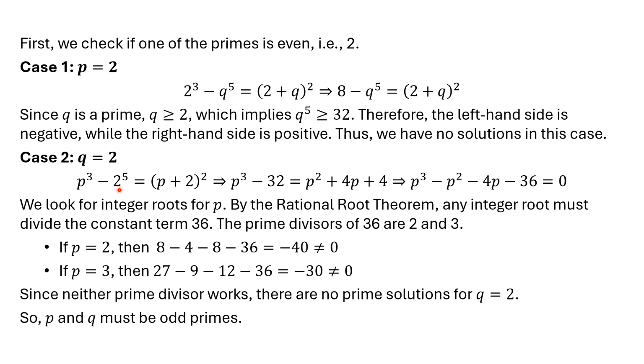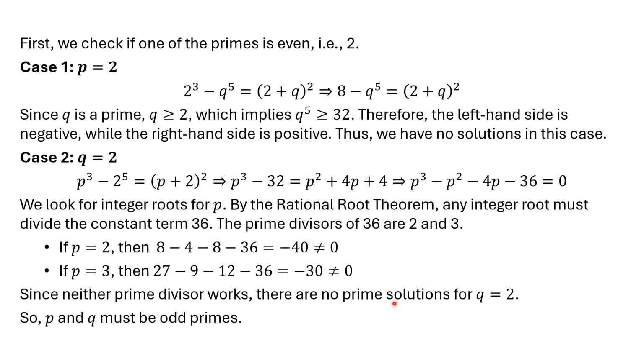For q equals 2, plugging that into our equation, we get this here. Just expand this out. 2 to the fifth is 32, and then we square this. Then we take everything to one side and set it equal to 0. Then we can make use of the rational root theorem that we just talked about. The rational roots are the divisors of 36 divided by the divisors of the coefficient of p cubed, which is plus or minus 1. But we're only interested in prime solutions here, and they have to be positive numbers. So that would just leave us with 2 or 3 as possible values for p, corresponding to q equals 2. If we put in p equals 2, we get minus 40 in this equation. And if we put in p equals 3, we get minus 30. So neither of these work.